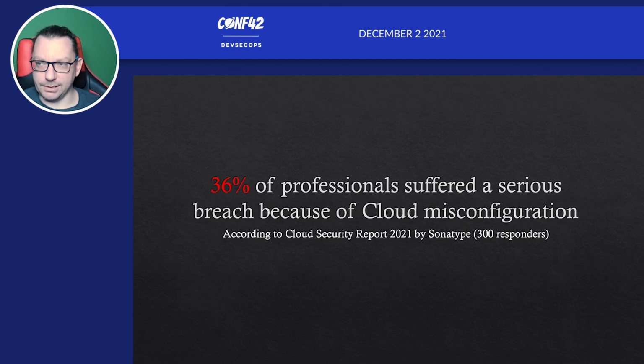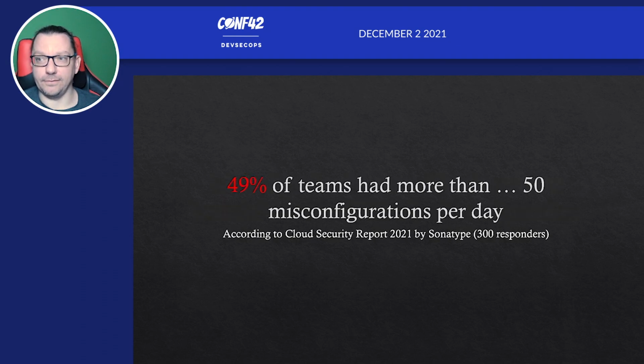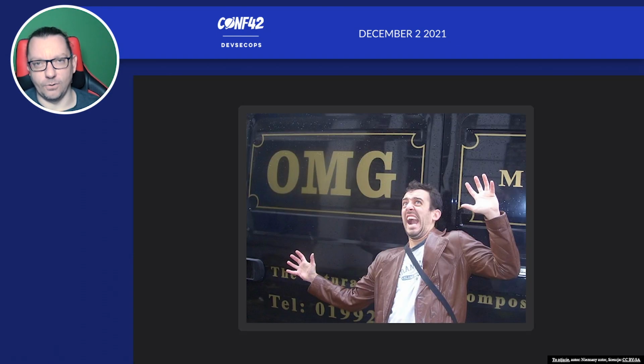Very interesting is that almost 50% of teams had more than 50 misconfigurations per day. More than 50 misconfigurations per day. I say, wow, right? It's hard to imagine, really.